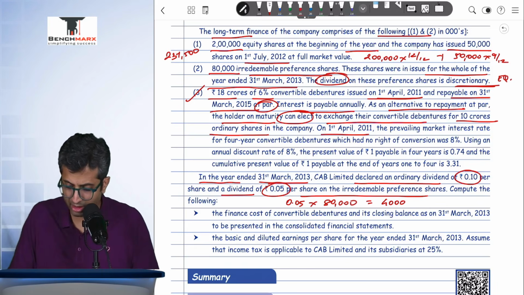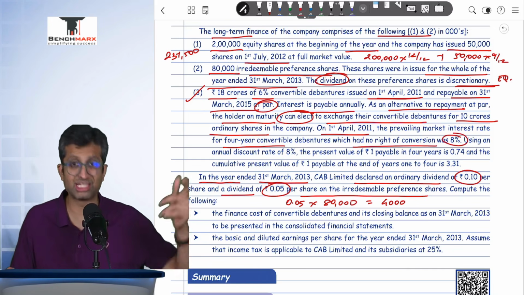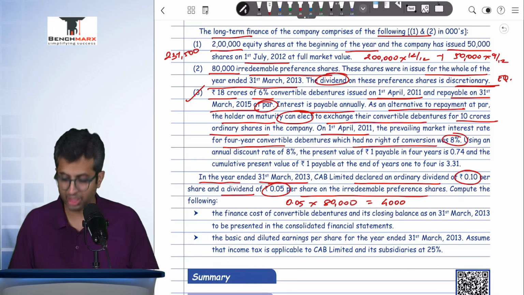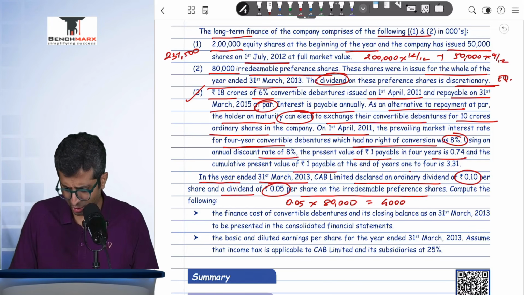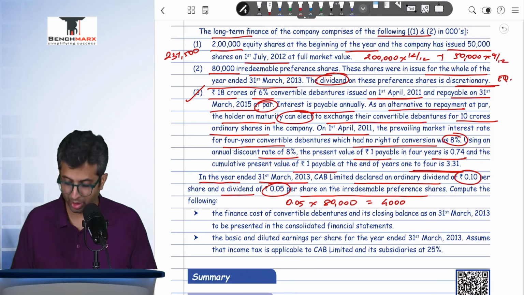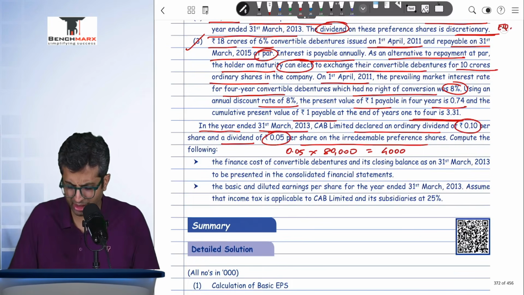On 1st April 11, the prevailing market rate for a 4-year convertible debenture, which has no right of conversion, was 8%. Okay, so market rate of interest is given, and hence I'll have to segregate the liability and equity component. Using a discount rate of 8%, the present value of 1 rupee in 4 years is 0.74, and the annuity factor is 3.31. Okay, so over here, I will have to segregate between the liability and the equity component, which is easy, I would say.